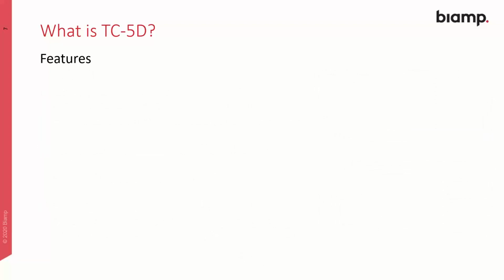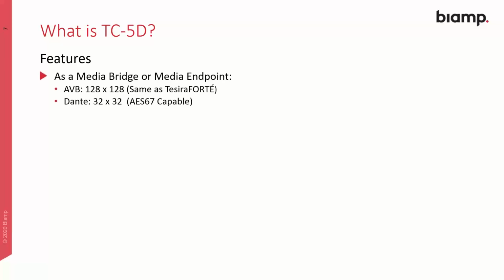So some of the features of TC5D: as a media bridge or media endpoint, it has the same specifications as a Tesira Forte. So AVB streams, AVB channels at 128 by 128, and Dante channels at 32 by 32, and they're AES-67 capable.